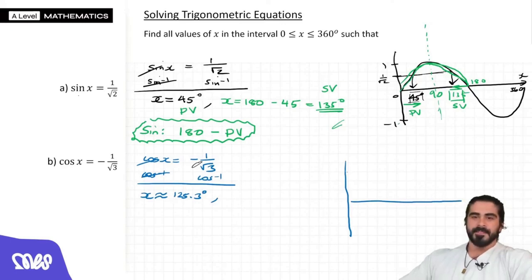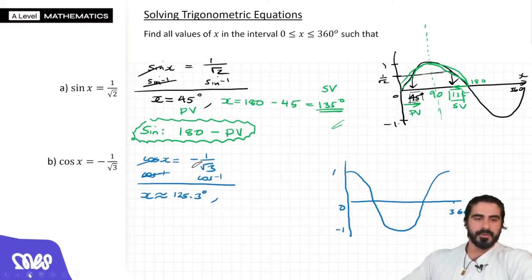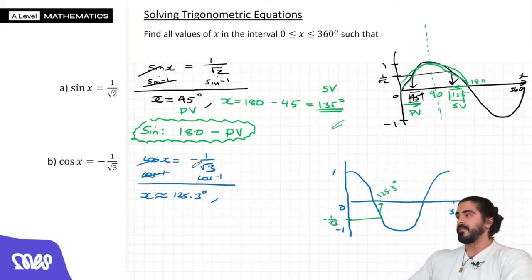So here's the cosine graph. We should all know how to draw the cosine graph by now, right? 0, 360. 1, minus 1. Minus 1 over root 3 is somewhere down here. And what I've just done is I've found the first primary value, or principal solution, if that's how you call it, 125.3 degrees.